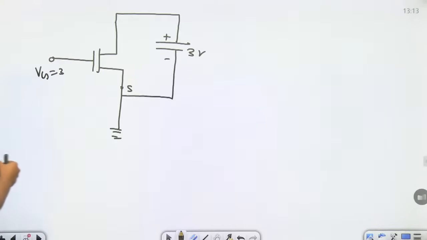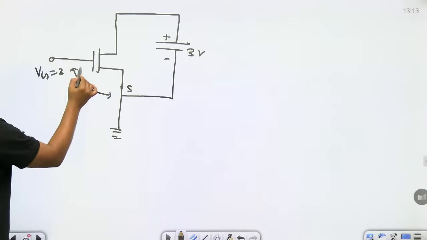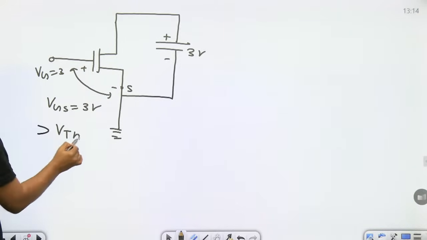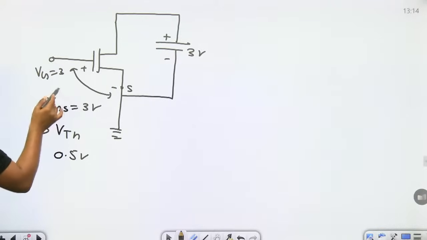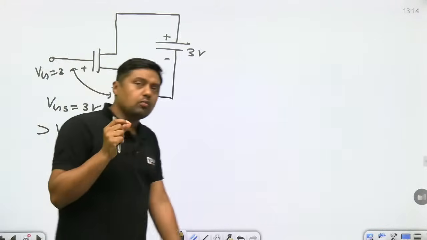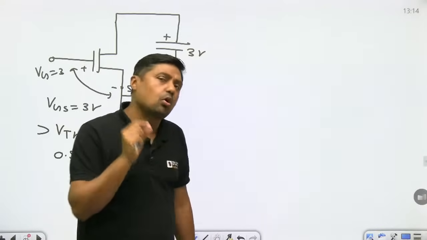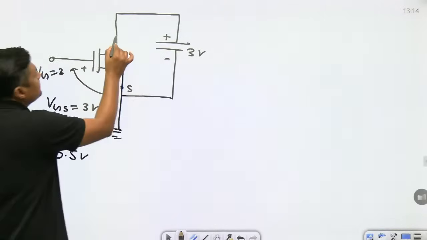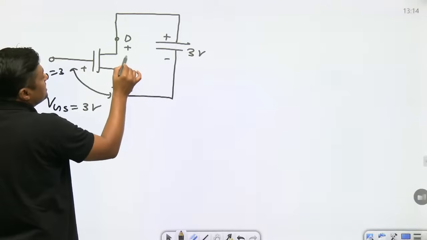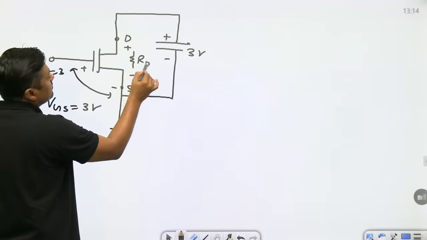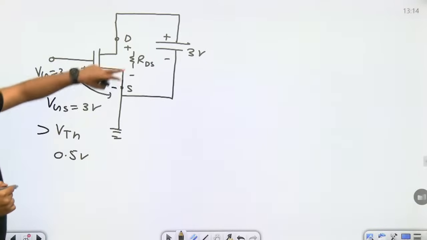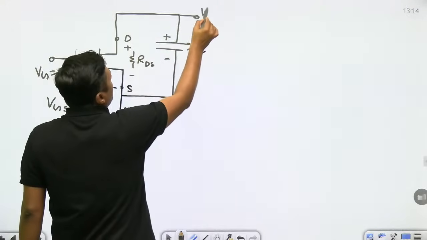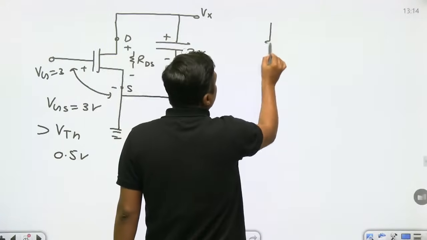Now this voltage VGS is 3 volt, and this is greater than the threshold voltage because the threshold voltage is only 0.5 volt. Right? That means it is on. When it is on, it will act almost as a short circuit, or it has some very small internal resistance, the drain to source resistance RDS, a linear ohmic resistance. Now this capacitor will discharge through this MOSFET, and this is nothing but an RC circuit.